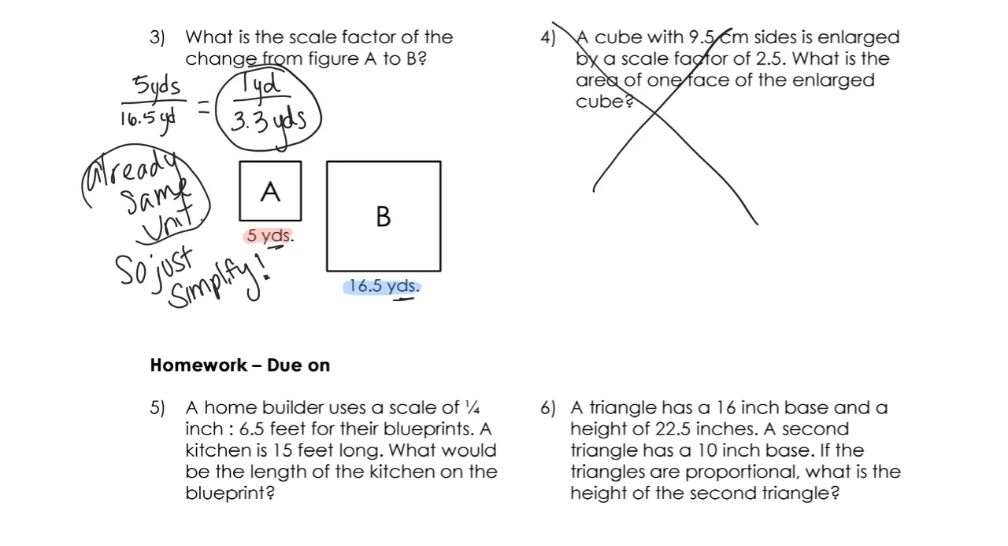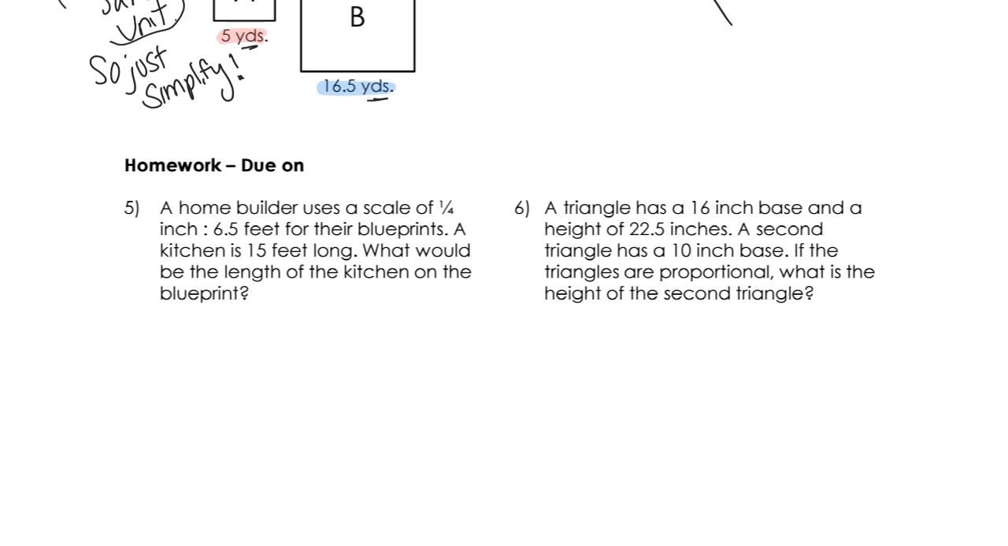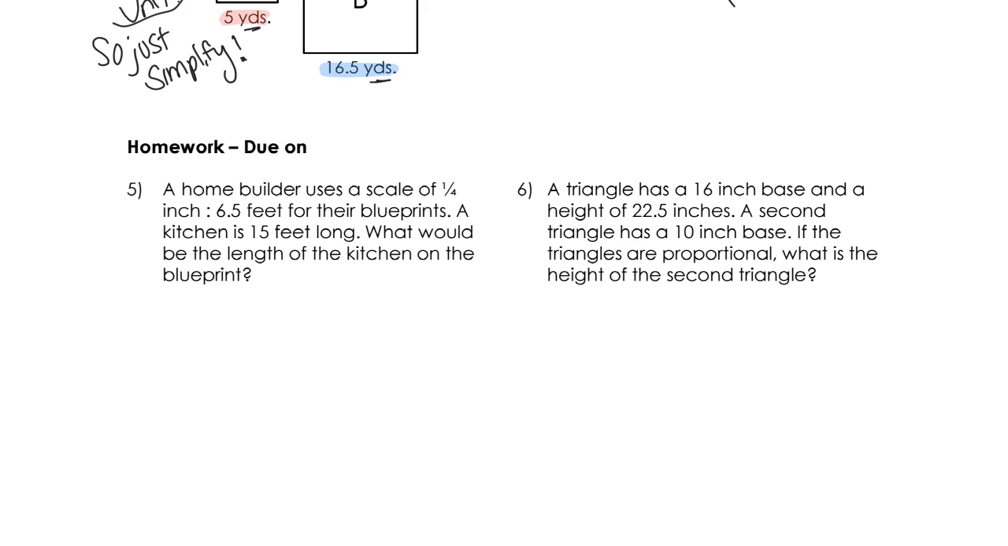Now your homework is going to be 5 and 6, and that's due on February 19th. Okay, 5 is pretty straightforward. Number 6 is a little tricky. I'll tell you that model over actual doesn't really work for this one. So you're going to do base over height. Okay, so you're going to want to do your base over your height for that one.